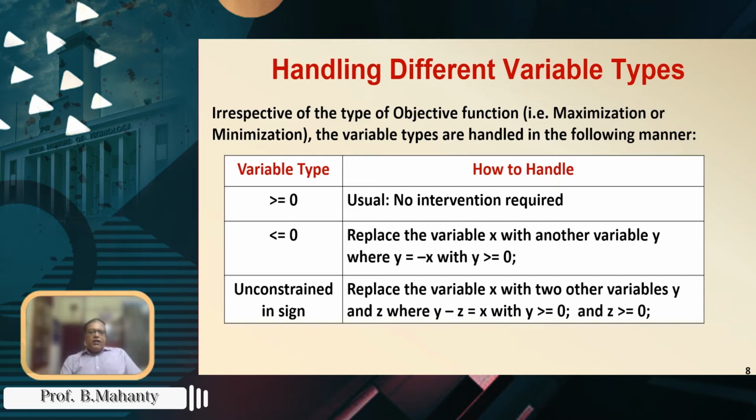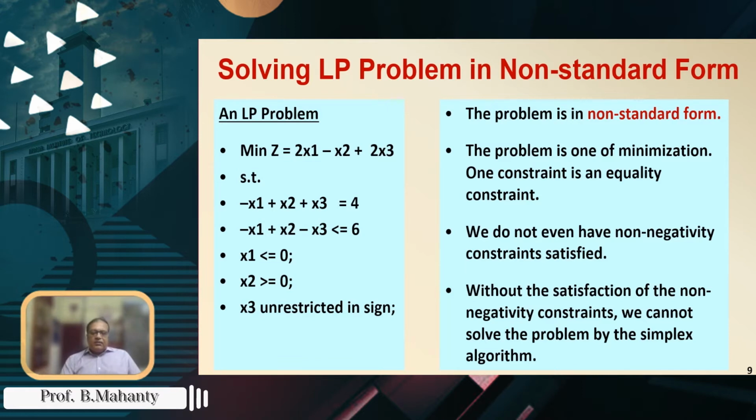All right, so this is how we can handle different variable types. Now let us take some examples to understand how to solve a linear programming problem in non-standard form. So here is a linear programming problem. Minimize z equal to 2x1 minus x2 plus 2x3, subject to minus x1 plus x2 plus x3 equal to 4, minus x1 plus x2 minus x3 less than equal to 6, and x1 is less than equal to 0, x2 is greater than equal to 0, and x3 is unrestricted in sign.